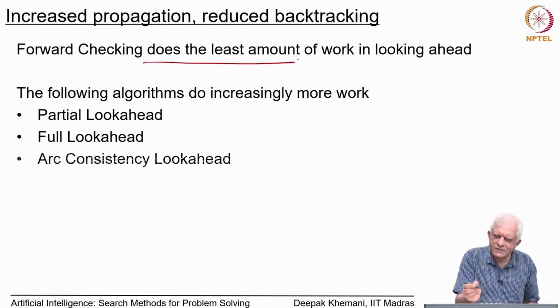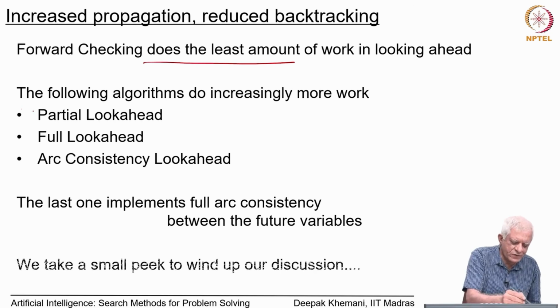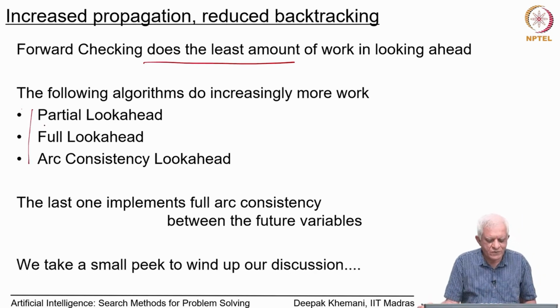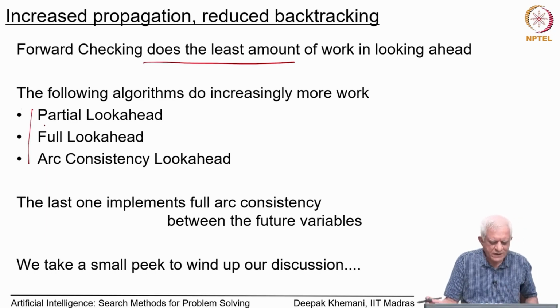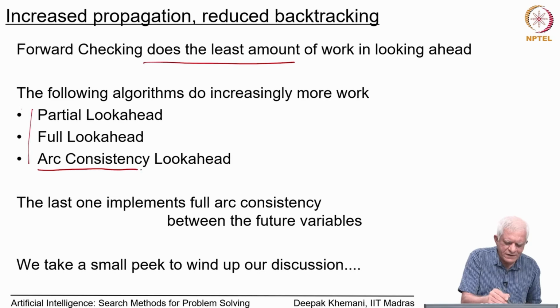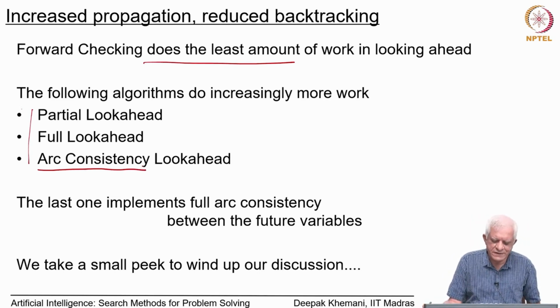Forward checking does the least amount of work that you can do, and there are variations to that, which are these three more algorithms: partial look ahead, full look ahead, arc consistency look ahead. So, the difference between them is that forward checking only looks at the current variable and prunes a future variable. These algorithms do some amount of relation between different future variables, and they are partial or full arc consistency look ahead. So, the last one does full arc consistency, and we will just see a glimpse of what happens when we were to use this form of look ahead, which does more work than forward checking.